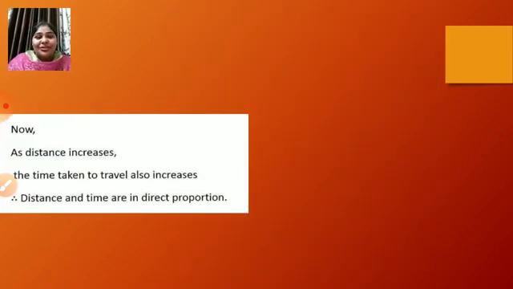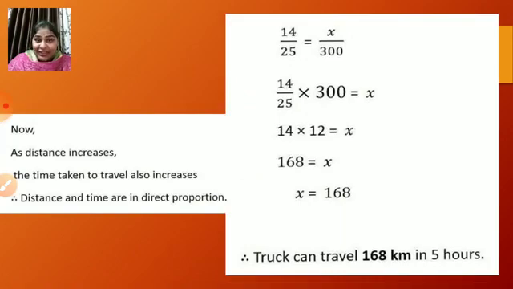Now here you can see the distance and time are in direct proportion. So, 14 upon 25 will be equal to x upon 300. Now, x again is in the numerator. Just transpose this 300. It will be 14 upon 25 multiplied by 300, where 14 into 12 is equal to x, where x is equal to 168. Now, this 168 kilometers the truck travels in 5 hours. So, that statement you can write, the truck can travel 168 kilometers in 5 hours.